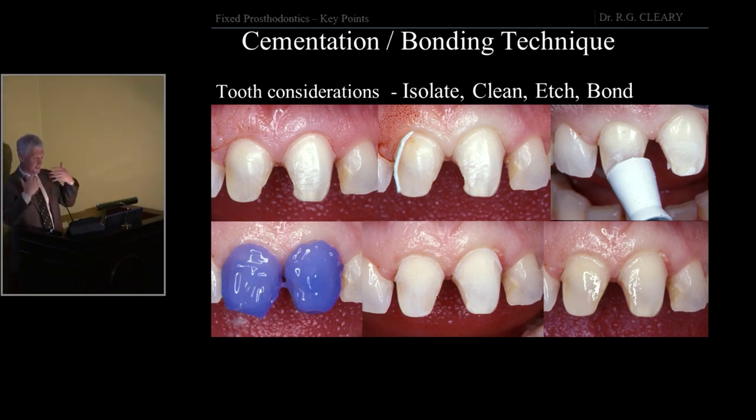Crevicular fluid. It keeps the crevicular fluid from getting close to the margin, okay? They need to be clean, so that's pumice in water, flour of pumice in water, and then you etch.